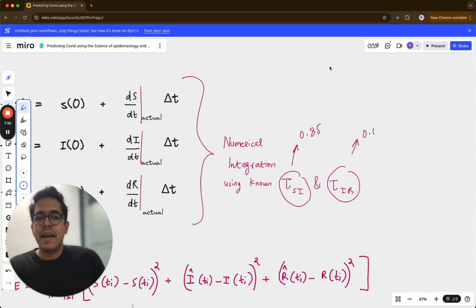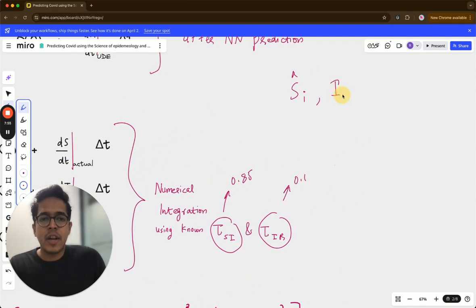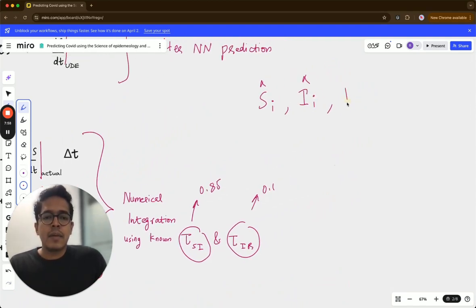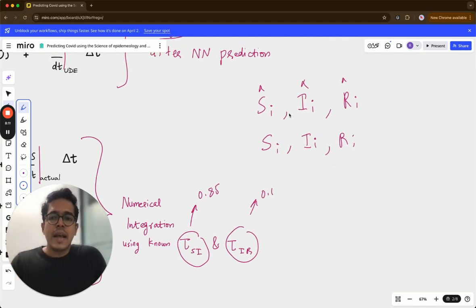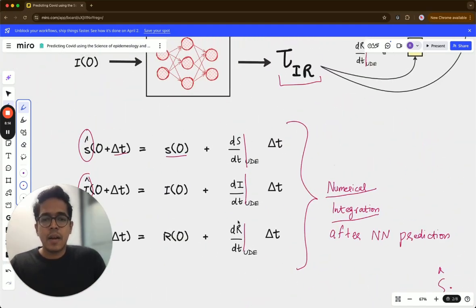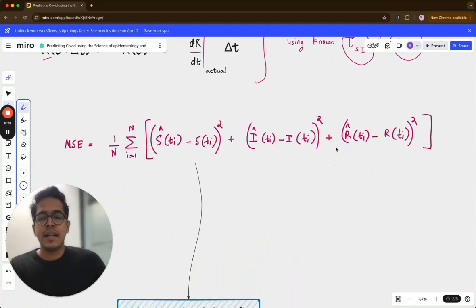So you can basically have an array of the predicted value of S at any given time point ti, predicted value of I at a given time point, and predicted value of R at any time point. Similarly, you can have the ground truth value of S for those time points, ground truth value of I, and ground truth value of R. Now, to know how good your neural network was in predicting your dI by dt, dR by dt, and dS by dt, all you need to do is compare these terms. If these terms are very close to each other, then your neural network was making good predictions. Otherwise, it was not making good predictions. So this enters in the loss function.